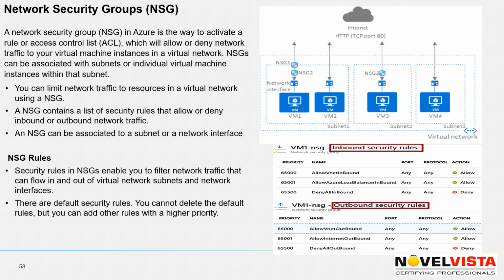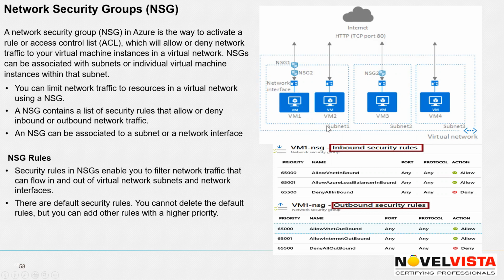A network security group has inbound rules and outbound rules. Inbound security rules basically control all the incoming traffic to the network, and outbound security rules control the outbound traffic from the network. That outbound traffic could be to another VM within the network, or it could also be to the internet.